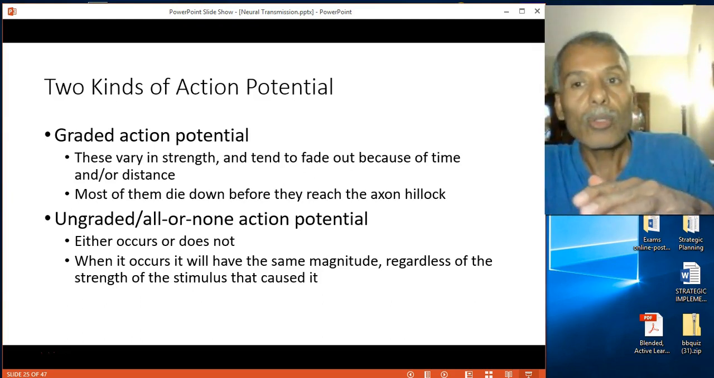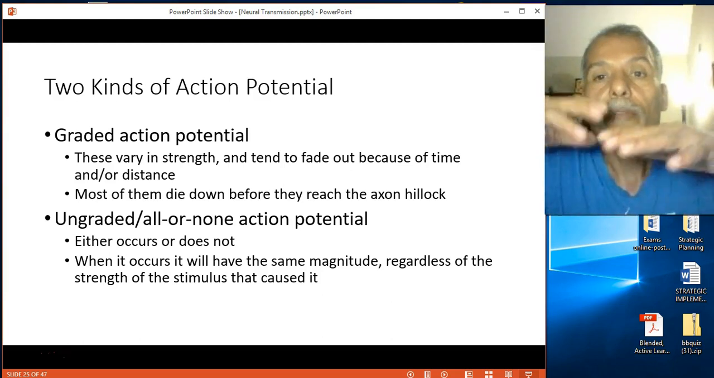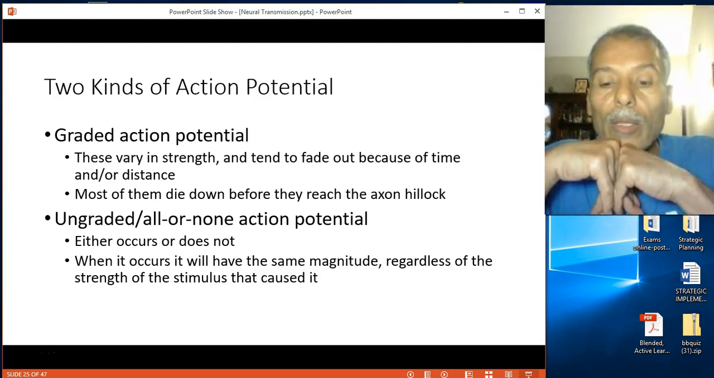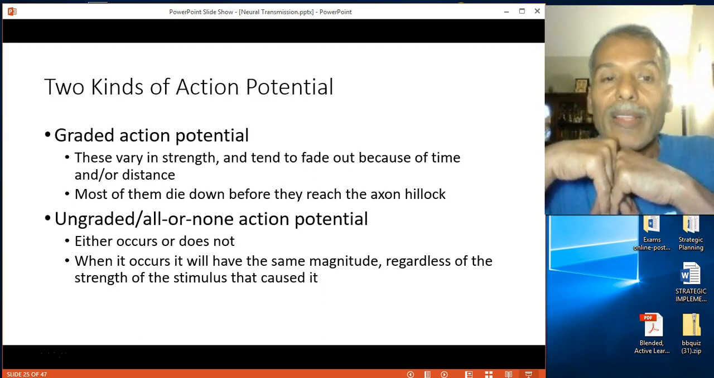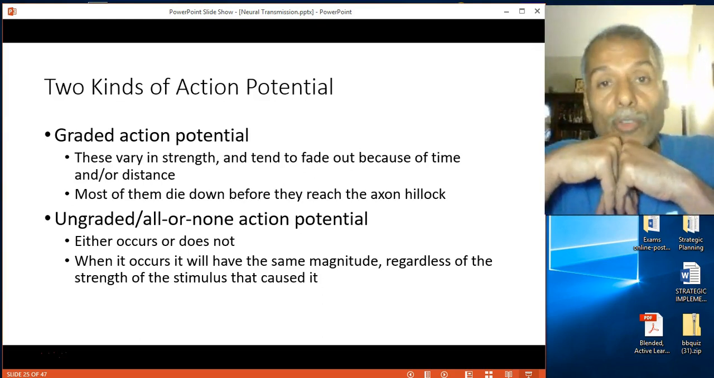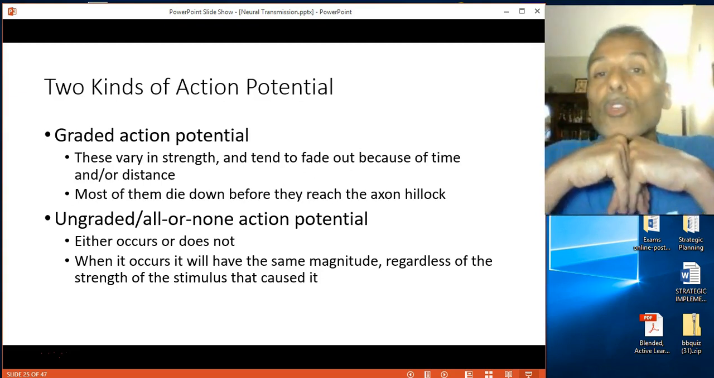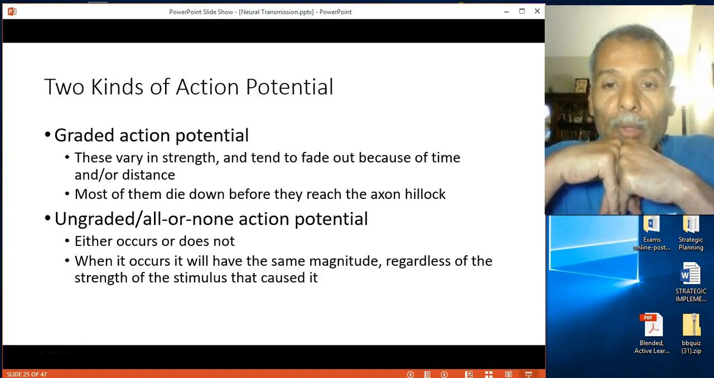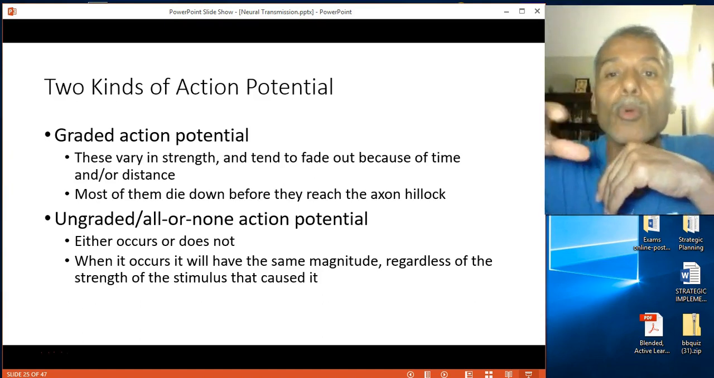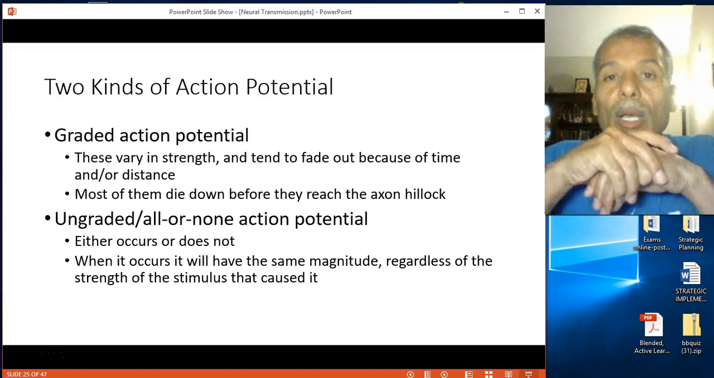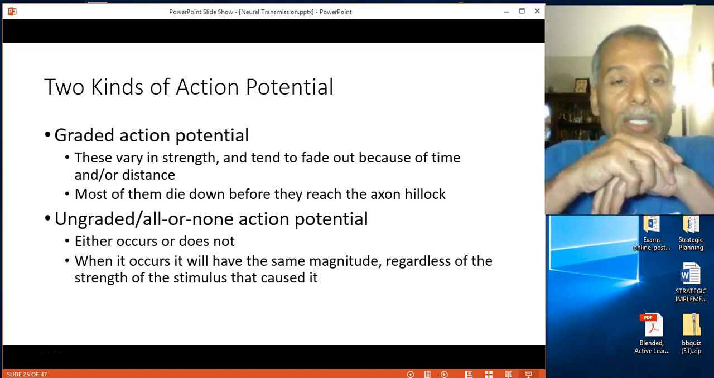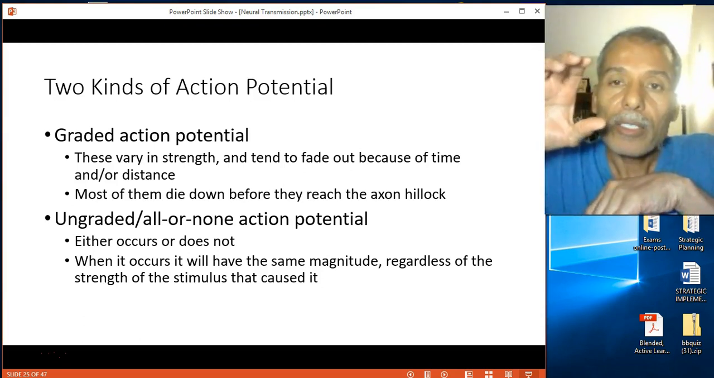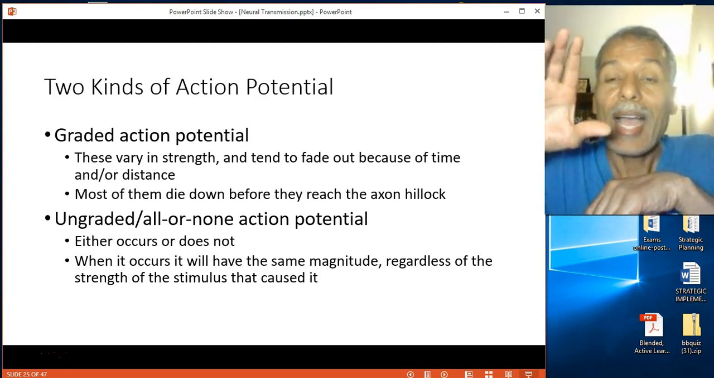As the distance goes, it fades even more. So they fade out by time and by distance. They come in various levels of strength, and most of them do not produce firing at all. They die down mostly before they produce a firing state. The place that fires the action potential is the axon hillock.